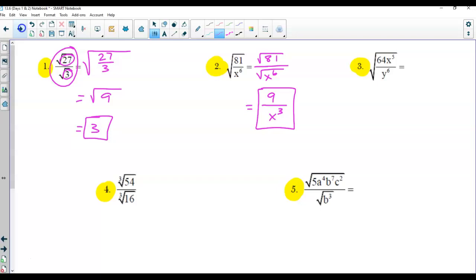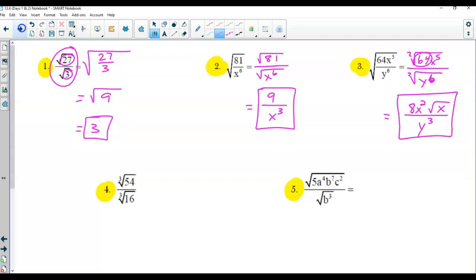Well, the same thing. Nothing inside this fraction reduces, so I'm just looking at the square root of 64 x to the 5th over the square root of y to the 6th. And I'm going to look at it. Well, what is the square root of 64? It's 8. And how many times does 2 go into 5 evenly? Twice, with 1 left over. And how many times does 2 go into 6 evenly? Maybe a y to the 3rd. And I am simplified, okay?